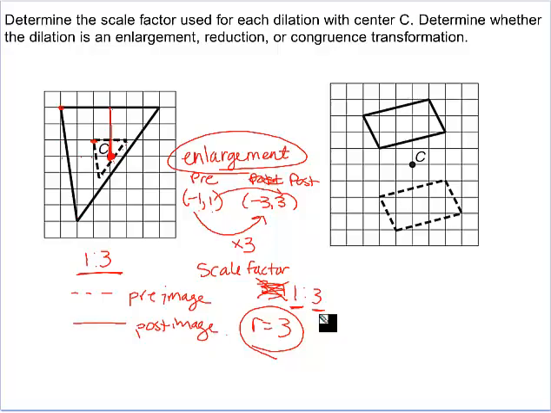So this next dilation, here's our center. Well, what does it look like? This looks like it's the same exact shape, just in a different spot. So this looks like it's a congruence transformation.